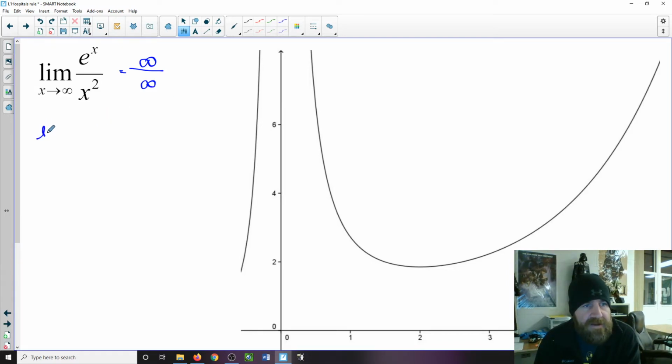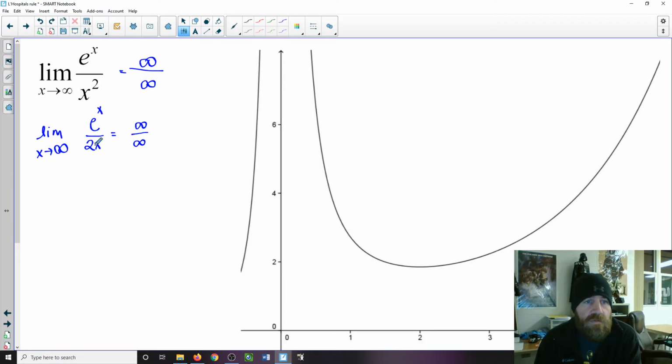So we have the limit as x approaches infinity of the derivative of the top, which we know is just e to the x, over the derivative of the bottom. Plug in infinity, we get e to the infinity over 2 times infinity, so we get infinity over infinity. So we're still at an indeterminate. The nice thing is we can continue using L'Hopital's rule until we get to an answer.